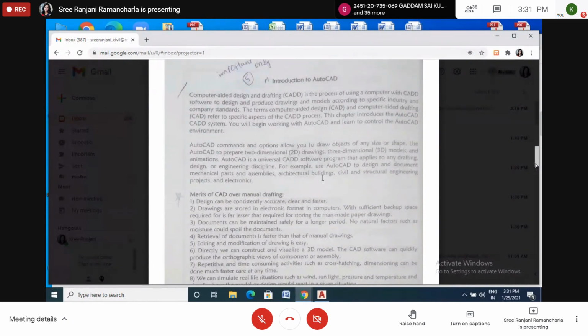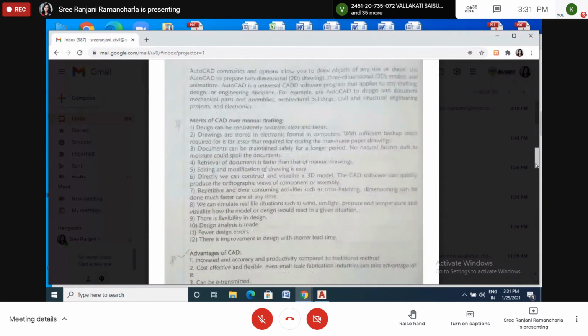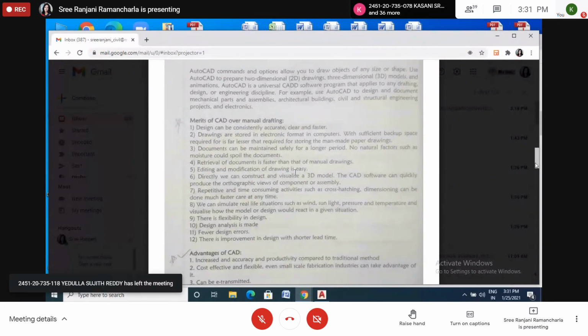So AutoCAD is a universal CADD software program that applies to any drafting. So everywhere in the world can use this software. And these are the merits of AutoCAD over manual. You can read all these. Design can be consistently accurate, clear, and faster. Right? I think you observed this about this point, right? Yes or no? Yes, ma'am.